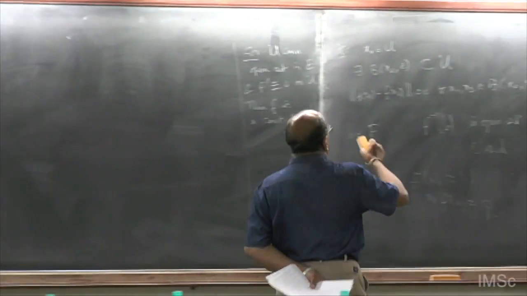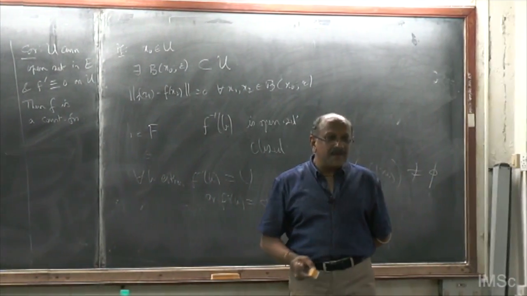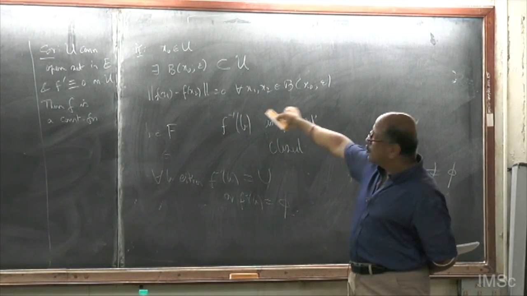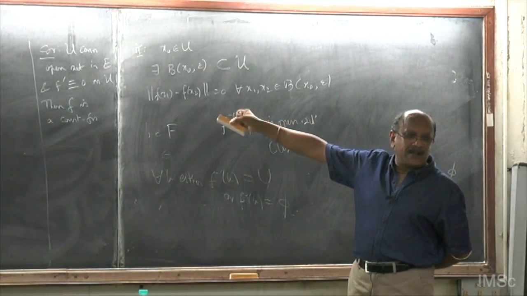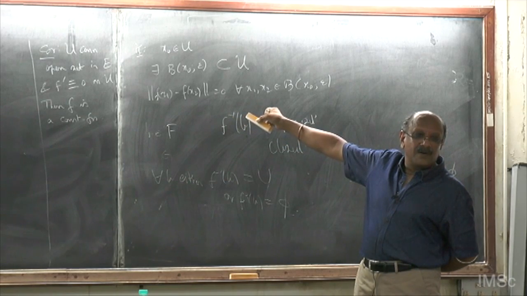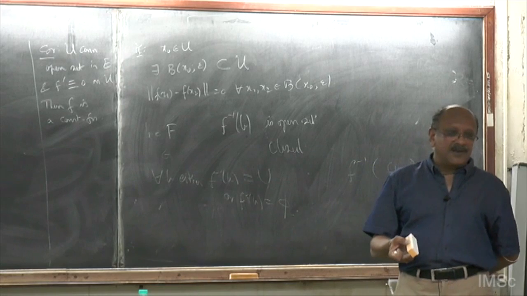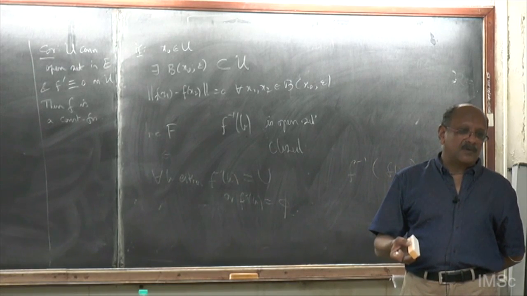Yeah, because I take any point in f inverse of b, I take a ball round it, then I just now showed you that every point in the ball has the same value. So, f inverse of b contains a ball around every point in it. So, f inverse of b is an open set.